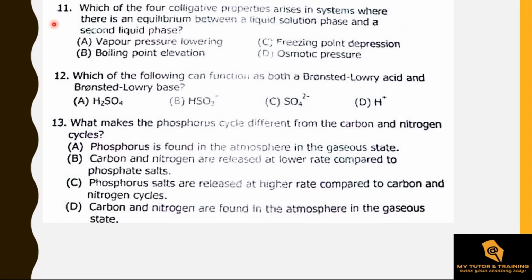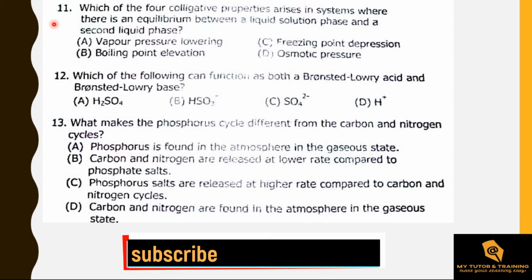Question number 11. Which of the four colligative properties arises in a system where there is an equilibrium between a liquid solution phase and a second liquid phase? Liquid means fluid. A solution formed between a fluid and a fluid, or a mixture.